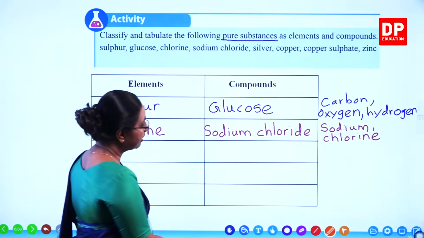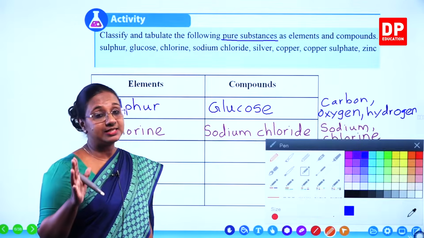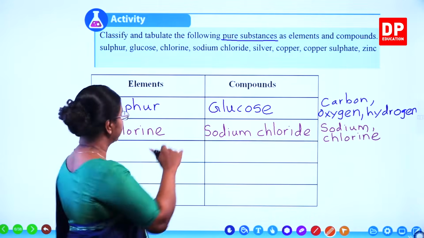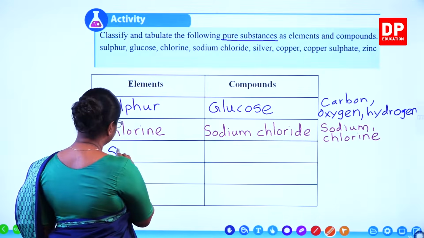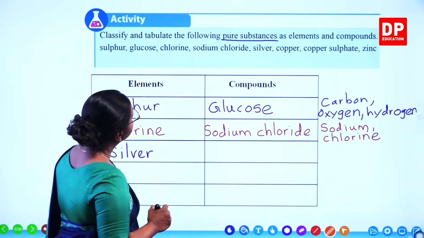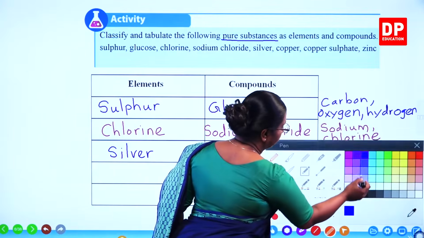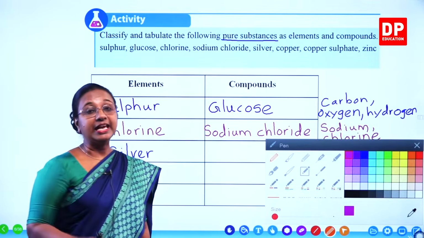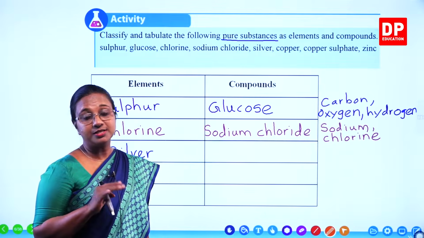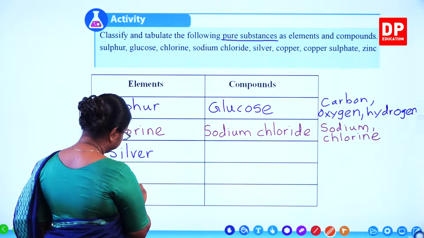Then we have silver. What is silver? We already discussed it's a metal. So that only has silver constituent particles. So that is an element, silver. Then after silver we have copper. So copper, what is copper? Again a metal. So that is made up of only one type of constituent. That is again an element, copper.